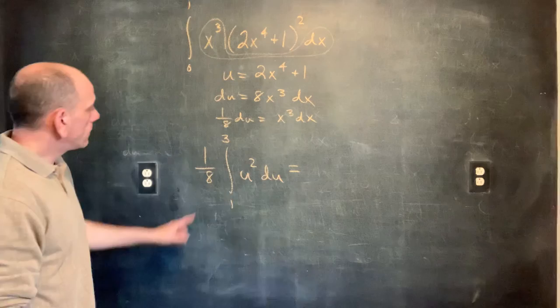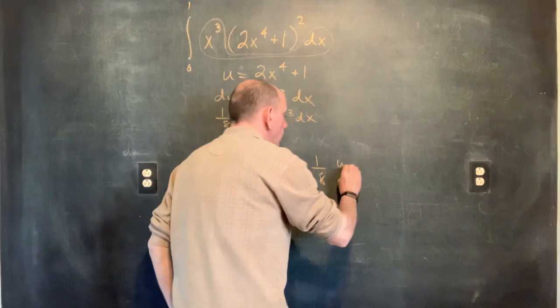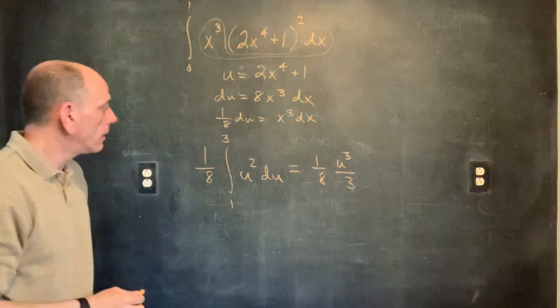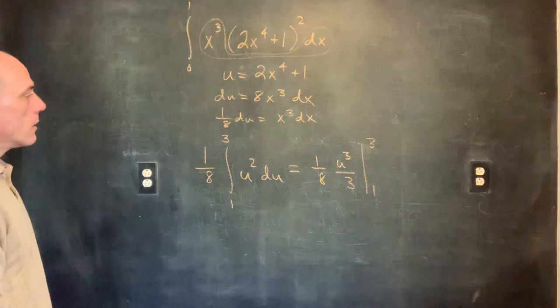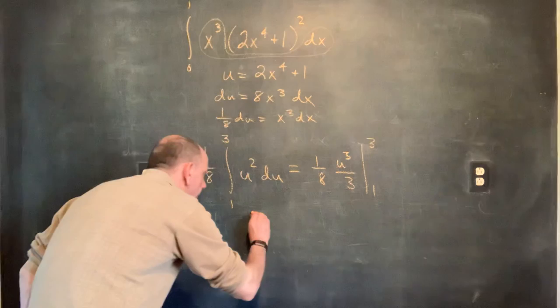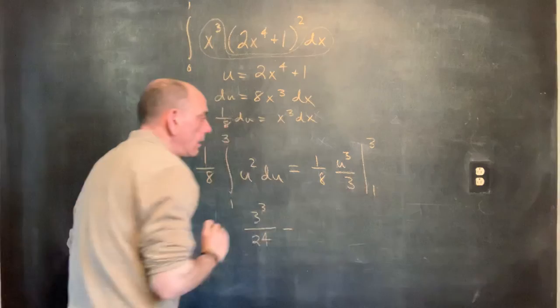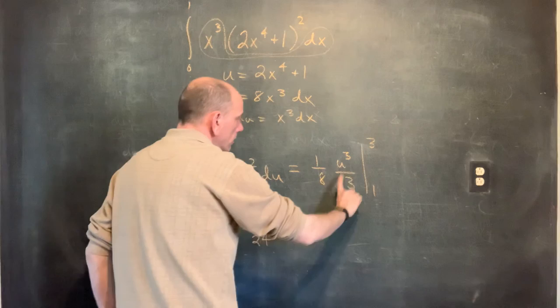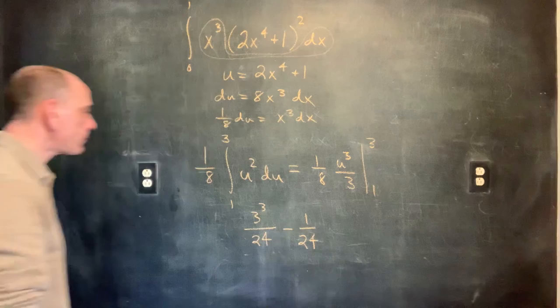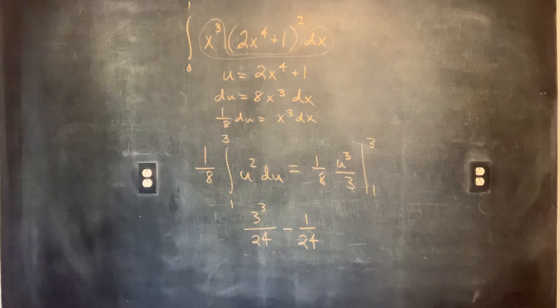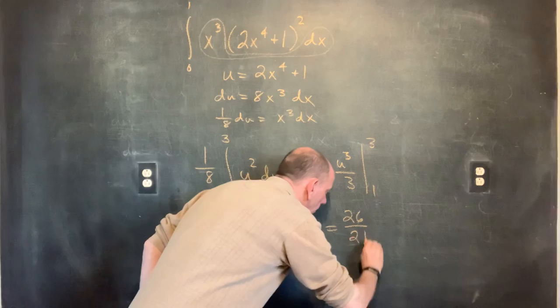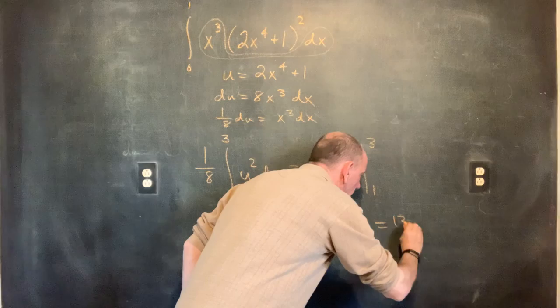We have 1/8 u cubed over 3. That's our antiderivative: add 1, divide by the new power. Barred at 3 and 1. Okay, so that's u cubed over 24. 3 cubed over 24, 8 times 3. Minus, this is our bar, evaluate at 1. So 1 cubed, 1 times 1, over 24. So it looks like 27 minus 1, so 26 over 24. We should be able to simplify that: 13 over 12. And there we go.